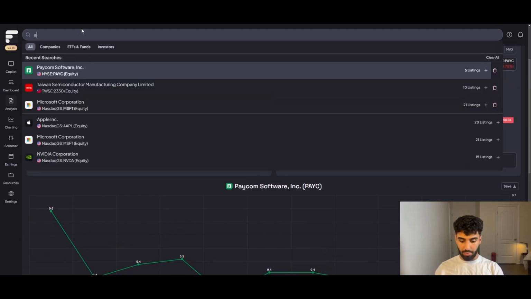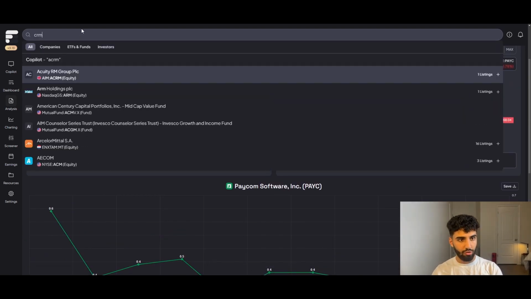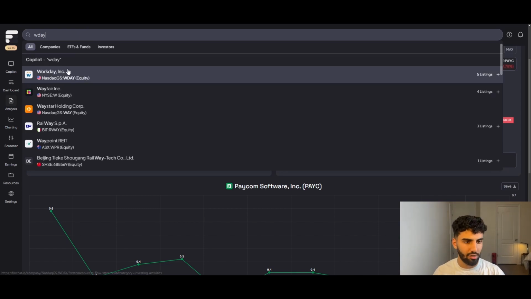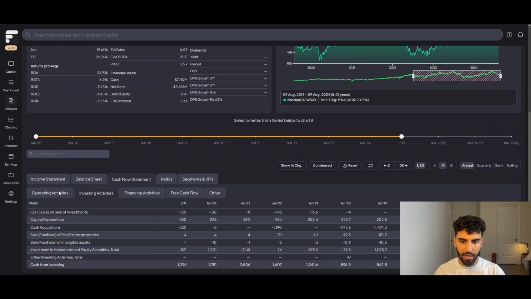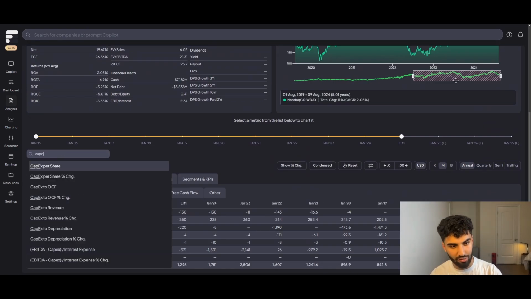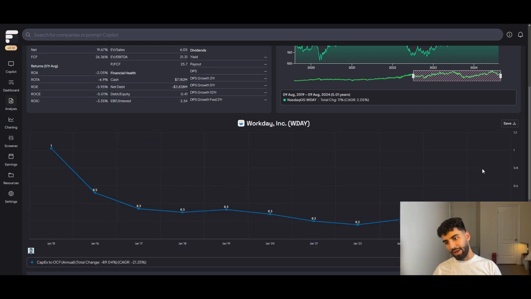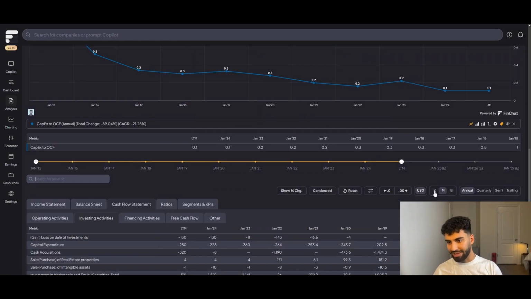We could pull up, for example, CRM, or, you know what, let's go with Workday, because Workday, they're also an HCM company, and I've actually not searched this up, but if I were to take a guess, they're doing way less CapEx, right? Roughly half or even less. So we could take a look at this.